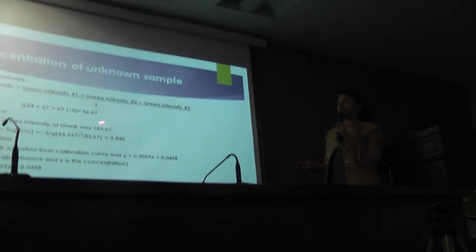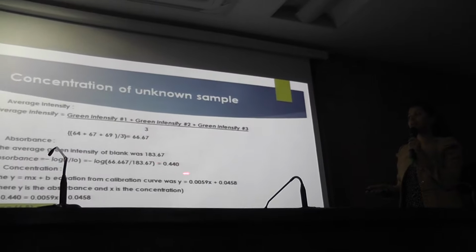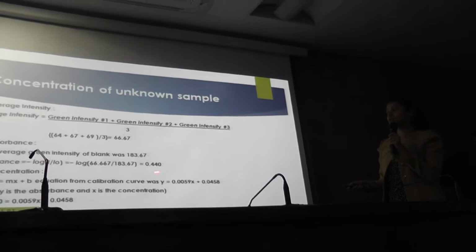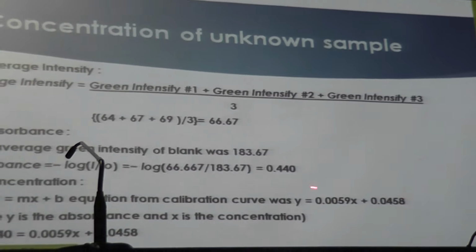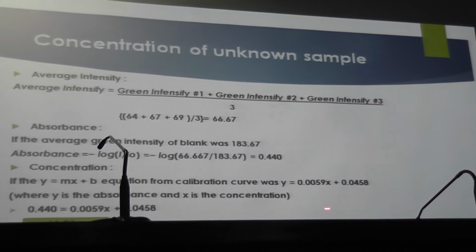And for the absorbance value, this is the green intensity of the sample, and this is the green intensity of the blank, so you just have to divide it. You get the absorbance. Then you put this absorbance value into this equation, which has been obtained from the calibration curve, and you can find out the concentration, which is approximately 66.81 ppm.